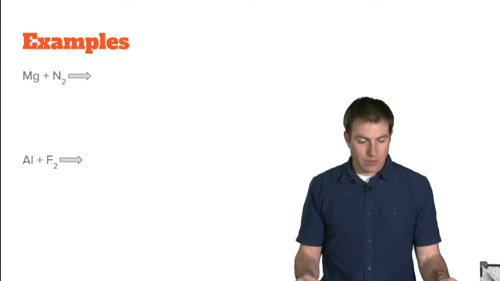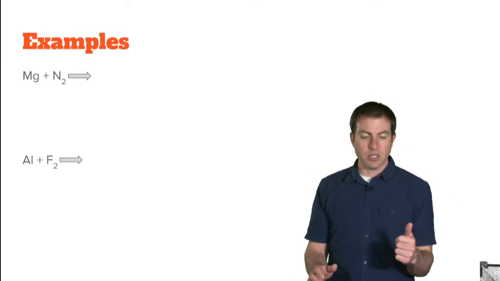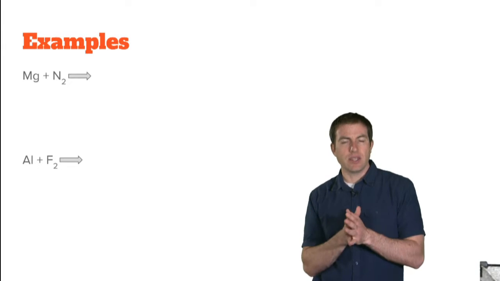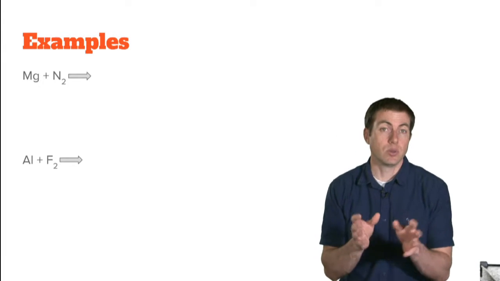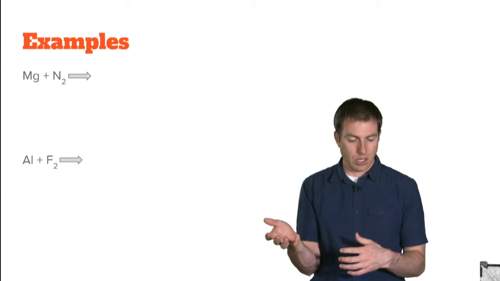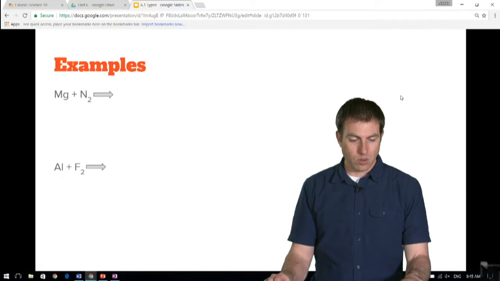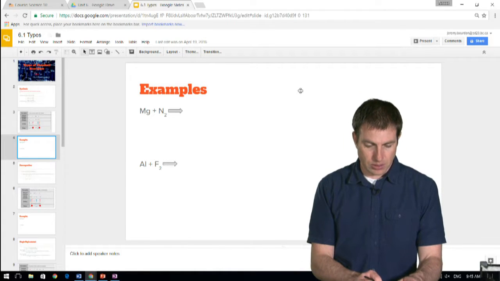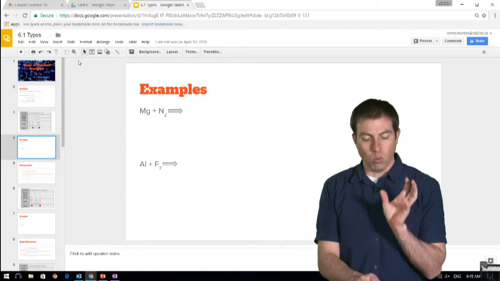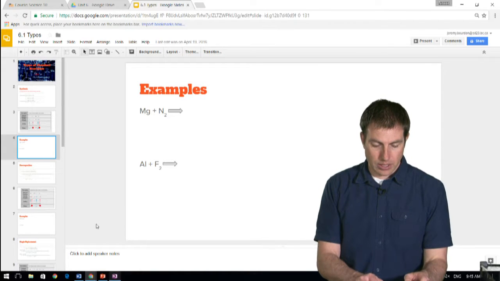All right, so we have 2 examples here. Magnesium plus nitrogen are going to react, and we don't know what it's going to produce, but we can identify this as a synthesis reaction because we have 2 individual elements that we're starting with. So they're going to combine together to produce a compound. Now, we know what the compound is going to look like because magnesium and nitrogen can only combine in one way.